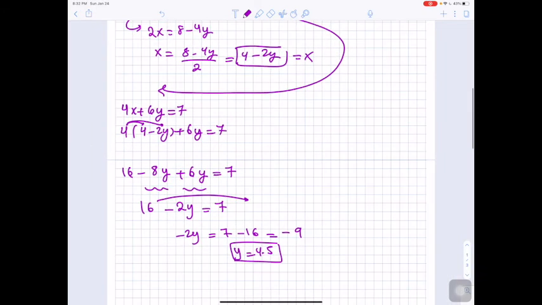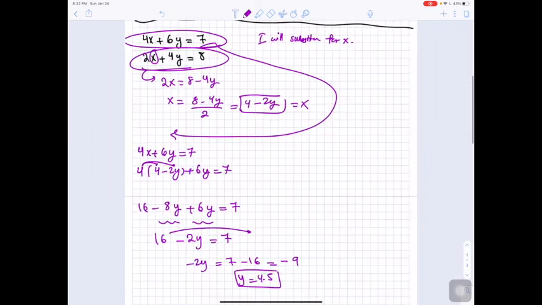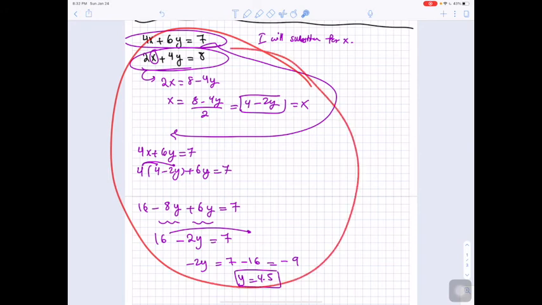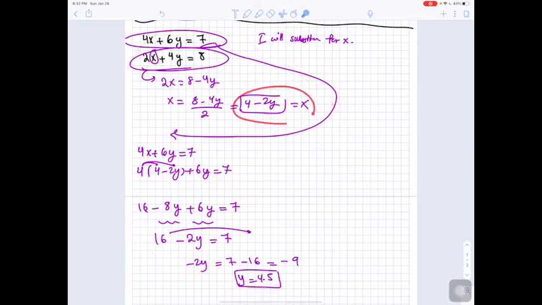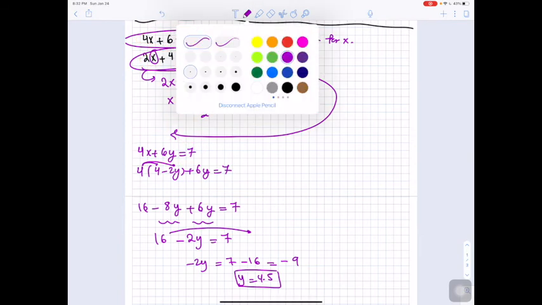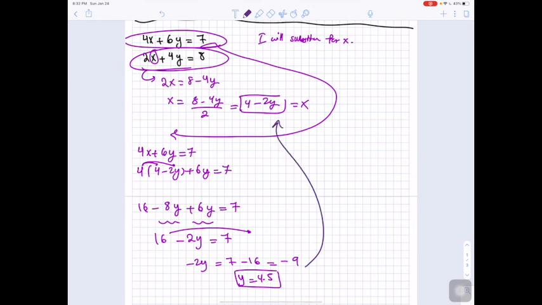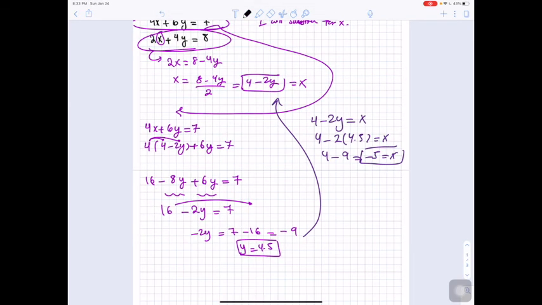I'm going to go ahead and replace it back into whatever equation in this problem that includes both y and x. So I can find my x. Maybe this one, maybe this one, maybe this one. Whichever equation, or maybe any of these, right? So I'm going to try to replace it here. I'll say 4 minus 2y is equal to x. So 4 minus 2 times 4.5 is equal to x. 4 minus 9 is minus 5 is equal to x. I've got the answer for x, which is minus 5. So now we're going to go ahead with the third example.